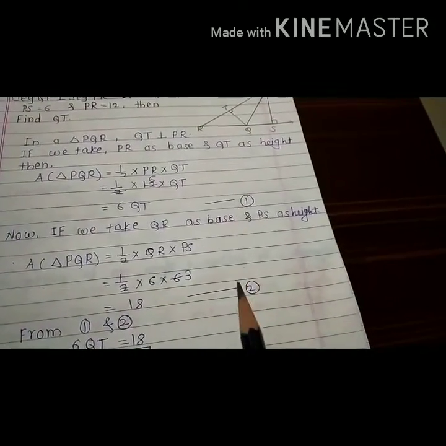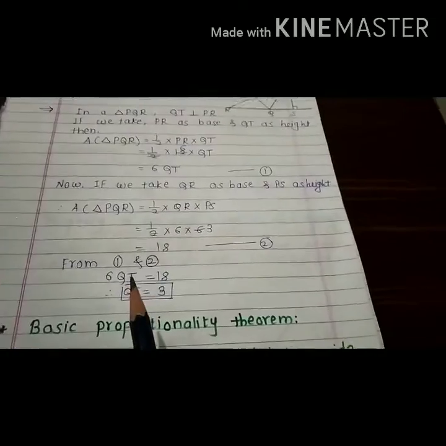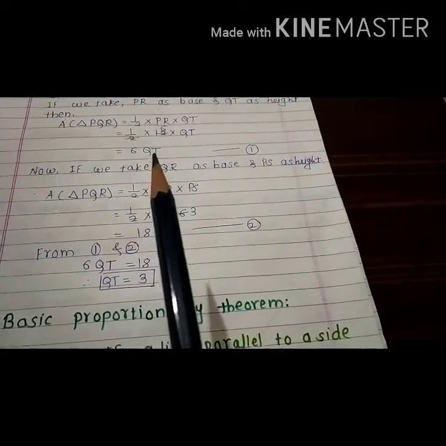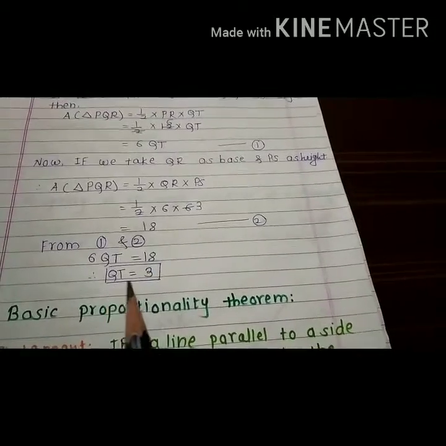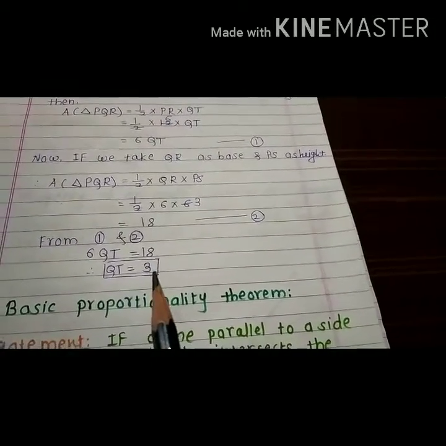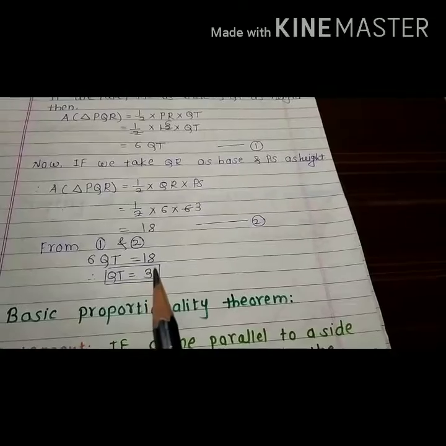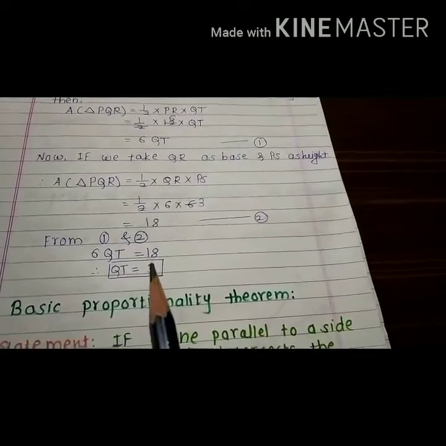Therefore, from equation number 1 and 2, what we get here, 6 QT is equal to 18. Therefore, QT is equal to 3. We have seen these examples based on these two conditions.